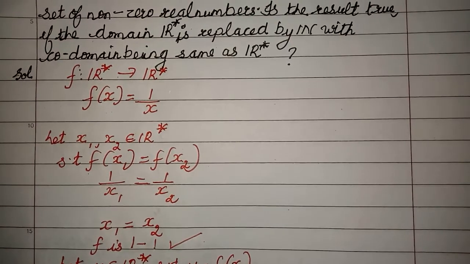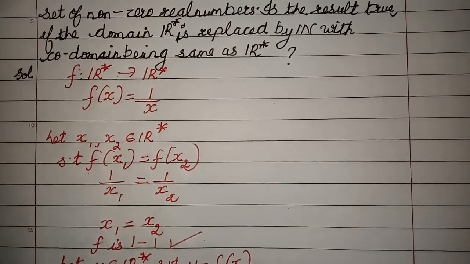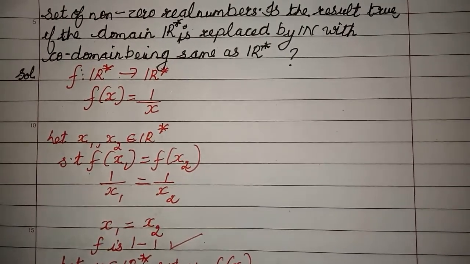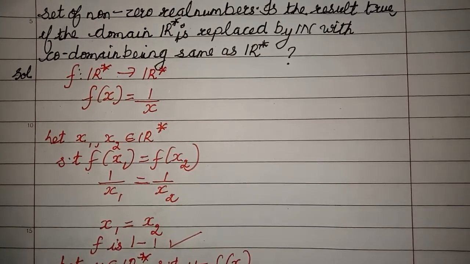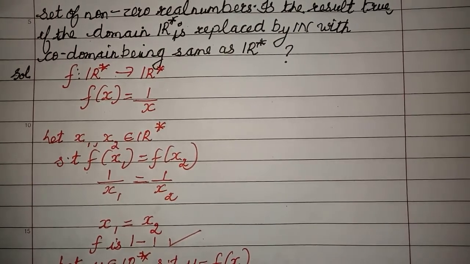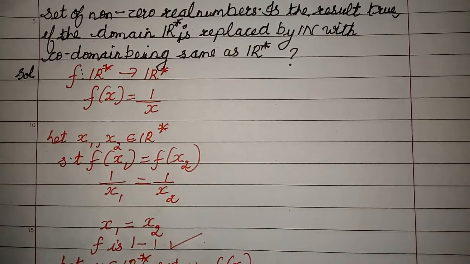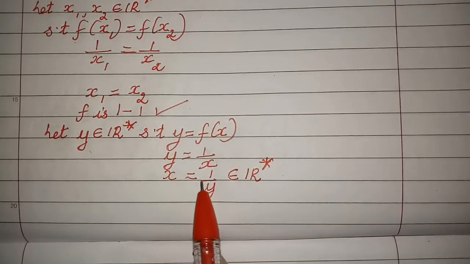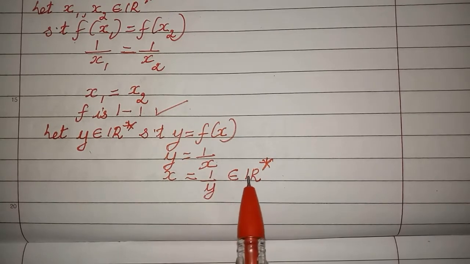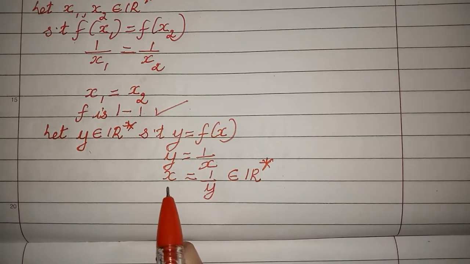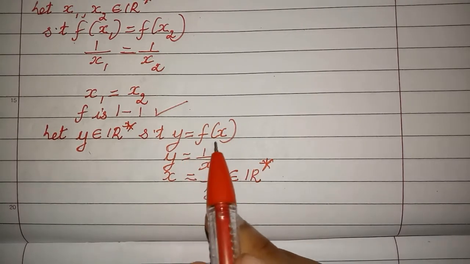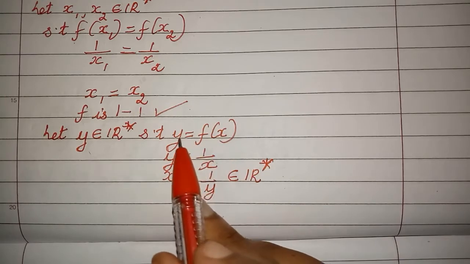When y is equal to 1 by x, since x is in R star, I can exchange. So x will become 1 by y. Now y is a non-zero real number, 1 is also a non-zero real number, so the division of them will also belong to R star. So for every y belonging to R star, I am able to find an x of the type x equal to 1 by y, which is also in R star. That means I have found the pre-image. Now I have to prove one more thing: if x is of this type, then f of x should be equal to y.